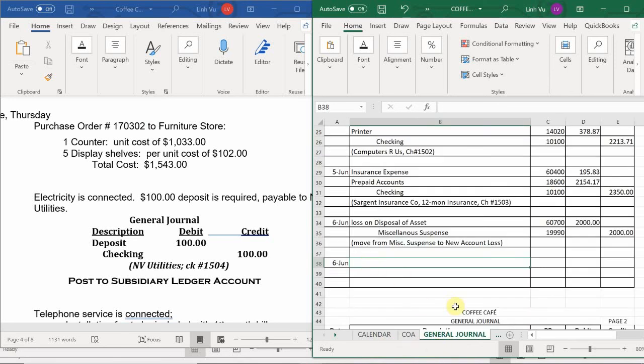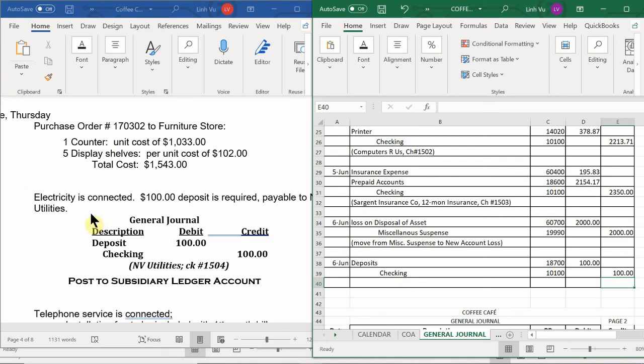So we have deposits, and we have checking because we wrote a check out. Deposits was account number 18,700, and the account for checking was 10,100, right? So in this case, how much was the deposit for? $100. Okay. Deposit.